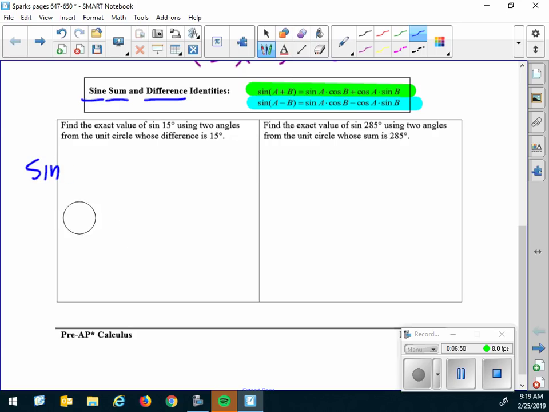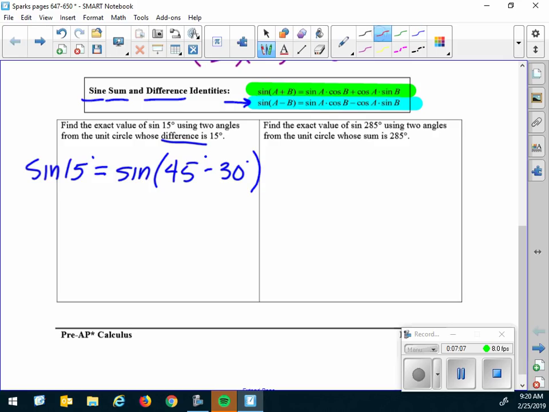Let me do it this way. The sine of 15 degrees equals the sine of 45 degrees minus 30 degrees. Now notice, this is a minus, because it said to do a difference. So I'm going to be using this formula right here. I'm going to let A be 45 degrees, and I'm going to let B be 30 degrees. So let's apply that formula.